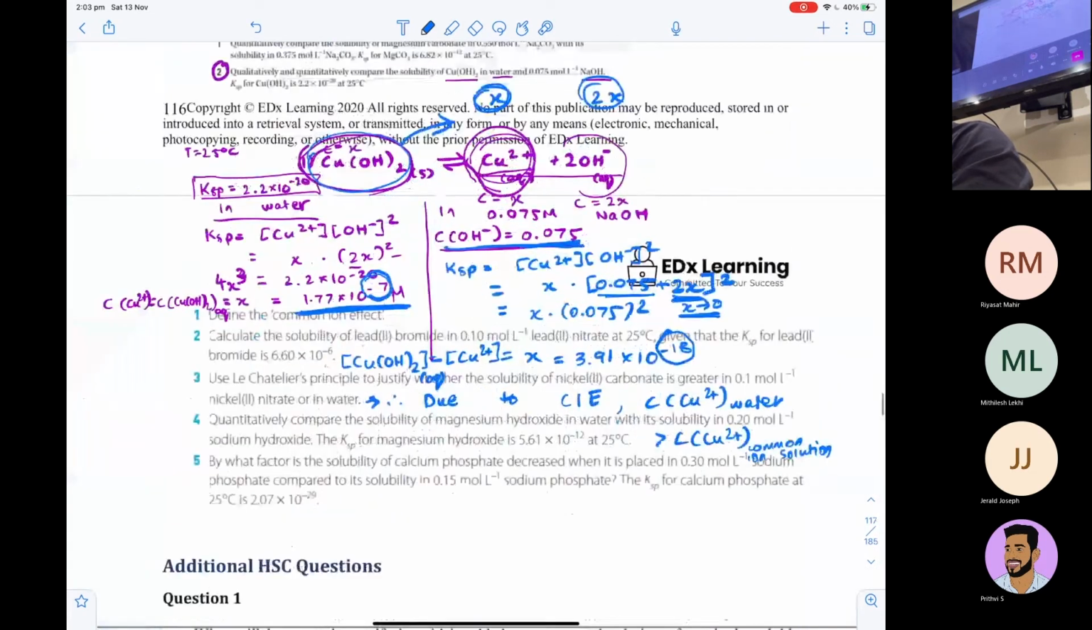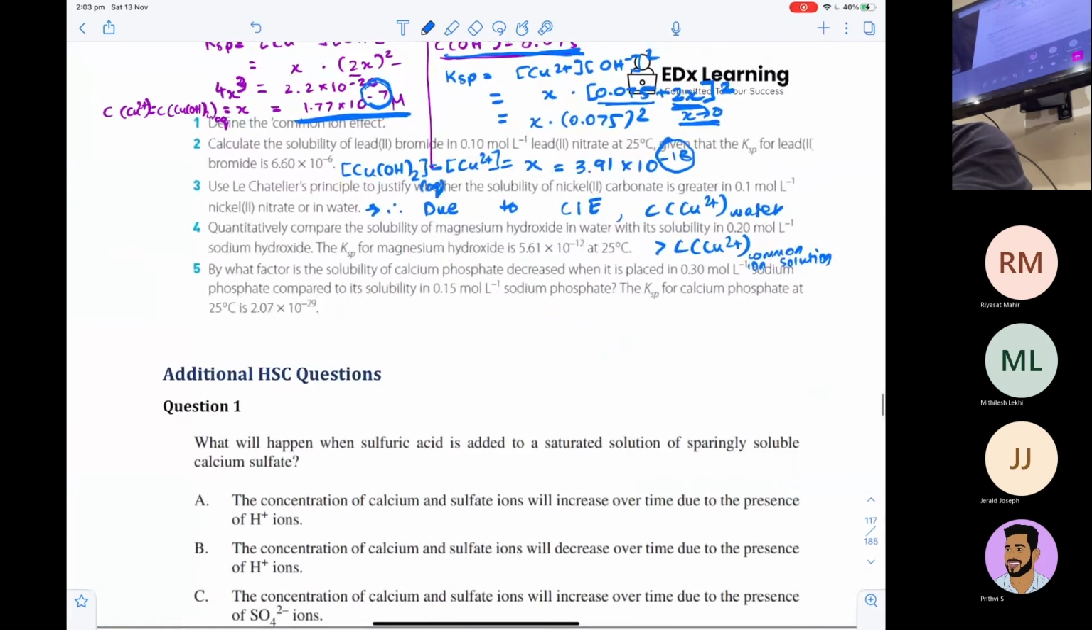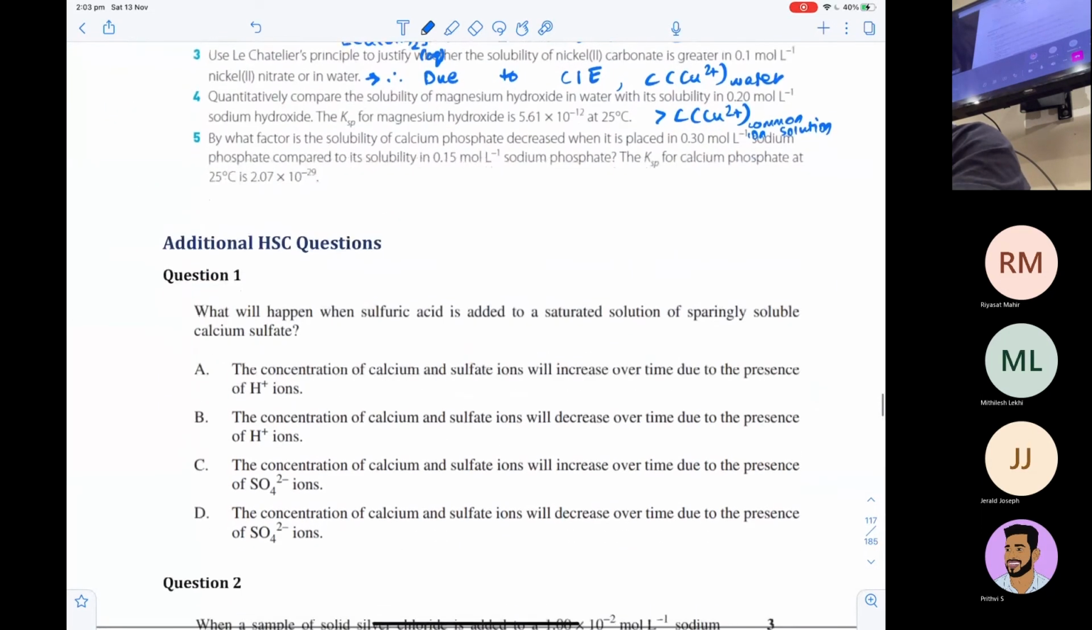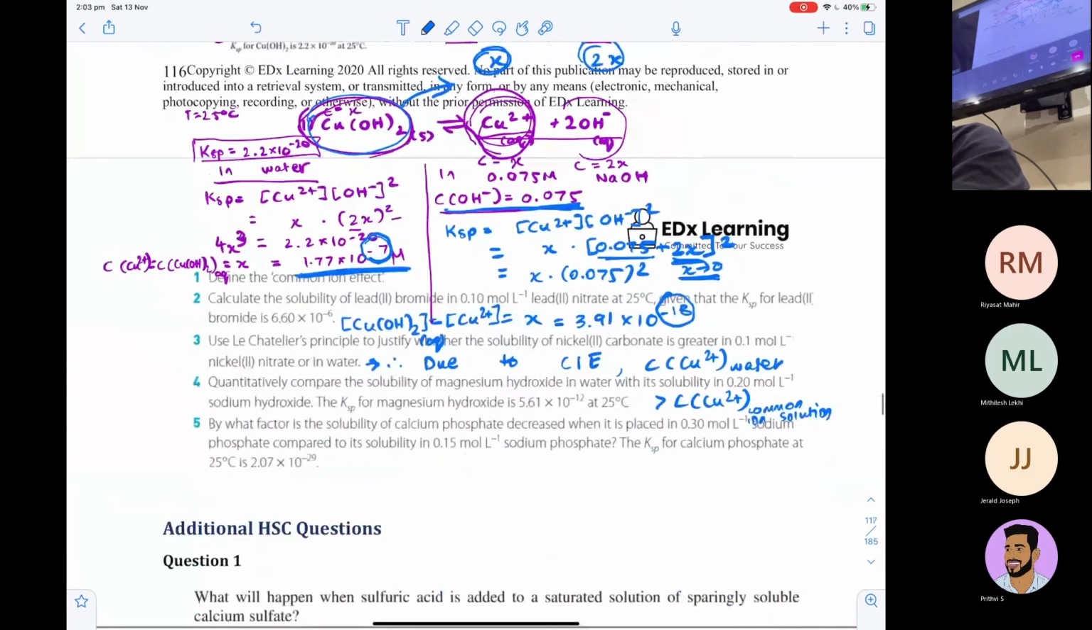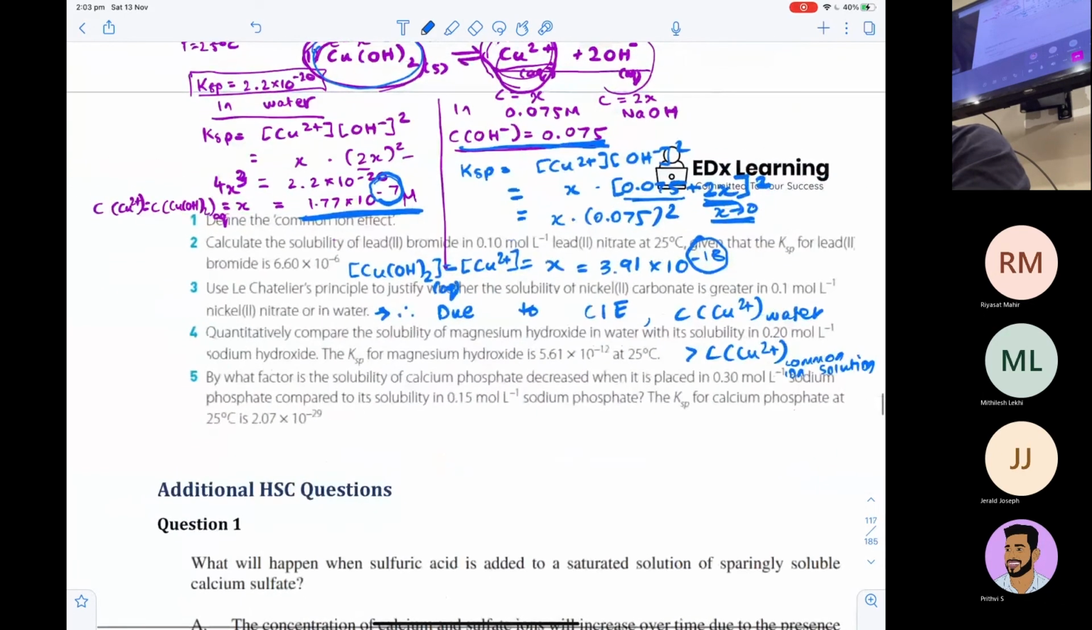Good. Who's aiming to be rank 1 in chem at school? Rank 1 at school. What rank were you all last year?